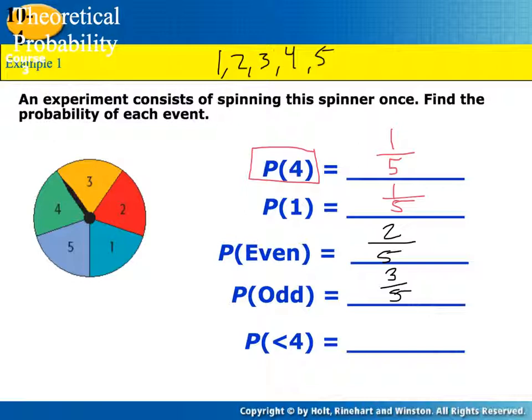Then the probability that you get less than 4, so you think to yourself, is 1 less than 4? Yep. 2 less than 4? Yep. 3 less than 4? Yep. 4 less than 4? Nope. 4 is equal to 4. So 1, 2, and 3 are the possibilities. Again, we have 3 out of 5. Okay, so you're looking inside here to see what your top number is, what your numerator is, what's inside the parentheses. What your bottom number is, what your denominator is, how many possible outcomes.